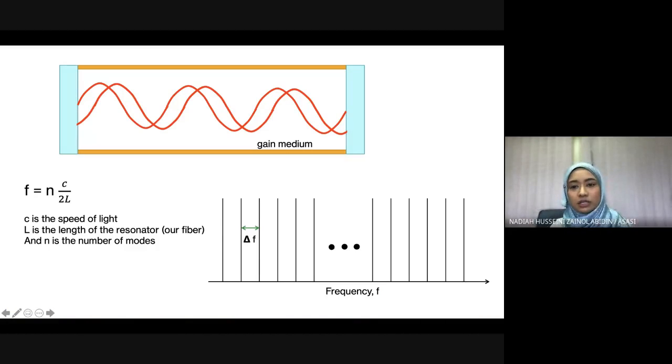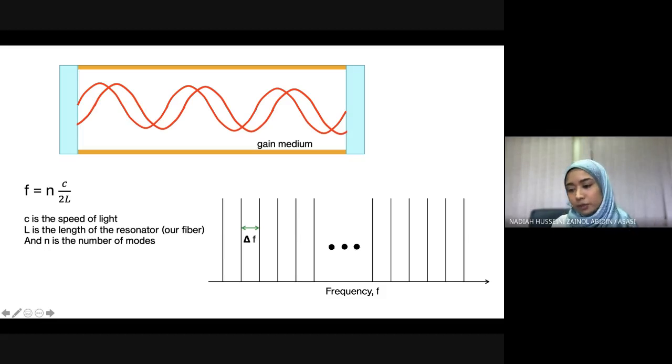So we talked about the three key ingredients to making your own fiber laser. We can actually determine the frequencies in your optical fiber by this equation. It's a very common equation for laser people. It's f equals n c over 2L, where n is the number of modes, c is the speed of light, and L is the length of your optical fiber or your resonator. Because your optical fiber is resonating light, it is also called a resonator.